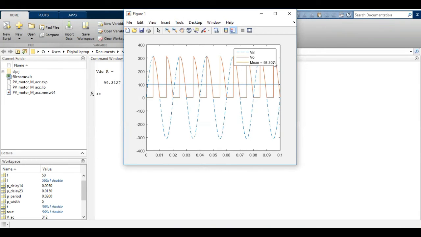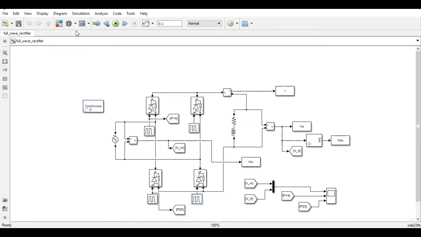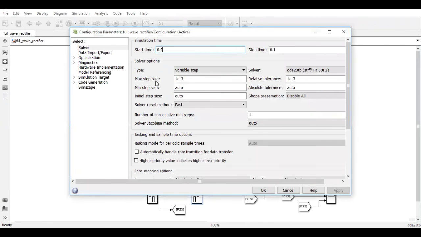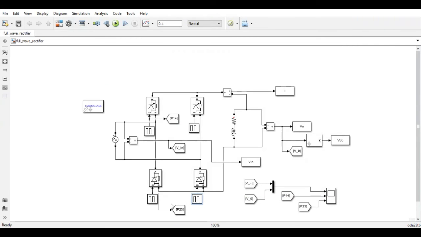Now this slight difference between these two average values is attributed to the quantization error. If I reduce the sampling time of the simulation, or if I increase the number of samples in this simulation, then this value of the error will be reduced. So when I double click on this settings, you can see maximum step size is 10 raised to power minus 3. So this can be further reduced, and relative tolerance can also be further reduced. In that case, that error will be reduced.